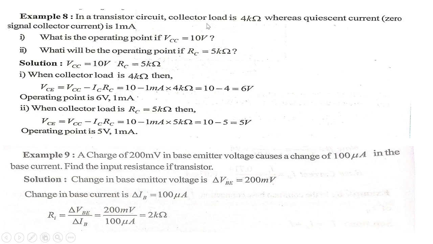In a transistor circuit, collector load is 4 kilo ohm, whereas quiescent current, zero signal collector current, is 1 milliampere. What is the operating point if VCC equal to 10 volt? What will be the operating point if RC equal to 5 kilo ohm? So solution for this problem, VCC equal to 10 volt and RC equal to 5 kilo ohm.